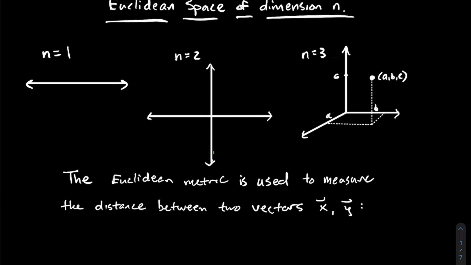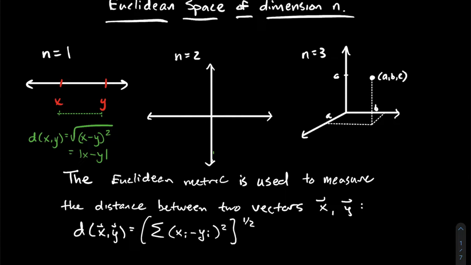Now, the Euclidean metric is used to measure the distance between two vectors, x and y. I'm using vectors interchangeably with points here. And I have to give you the formula first. So the distance between two vectors is going to be the difference in the components of the vectors. You square that, you add up all those differences, and then you take the square root at the end.